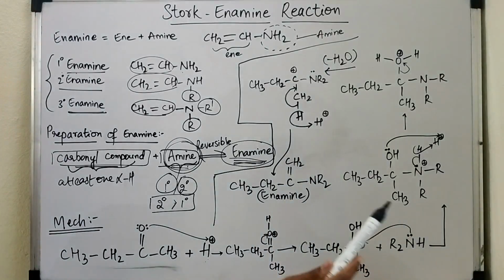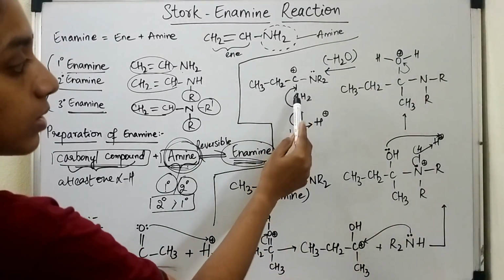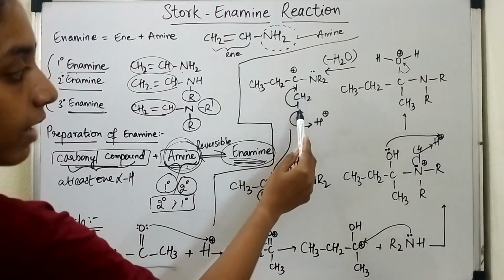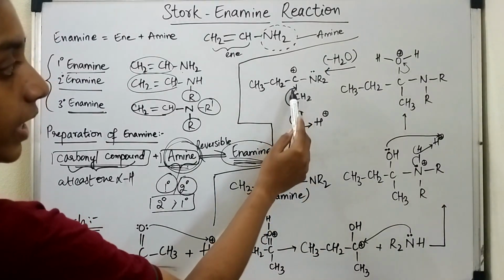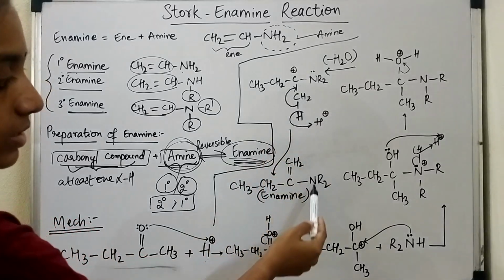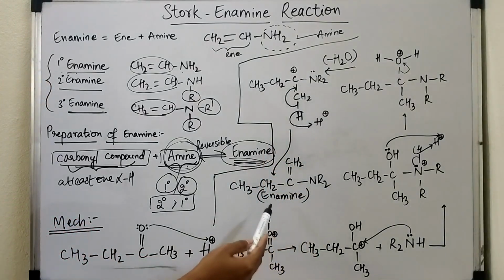and this carbon atom will be getting a positive charge on it. Now the bond between alpha carbon and alpha hydrogen is shifted here, forming a double bond between these two carbon atoms, and it will give us enamine.